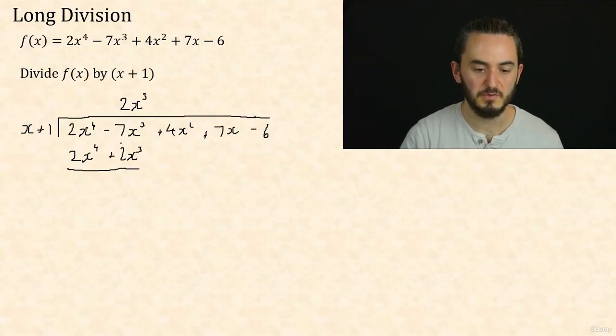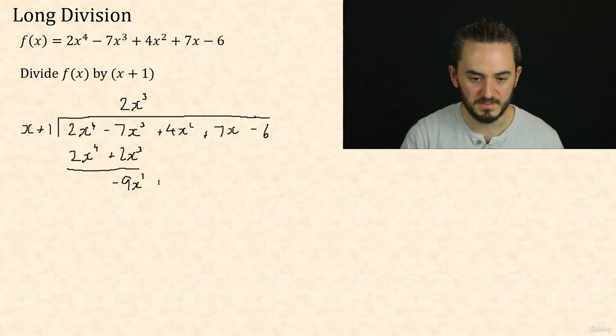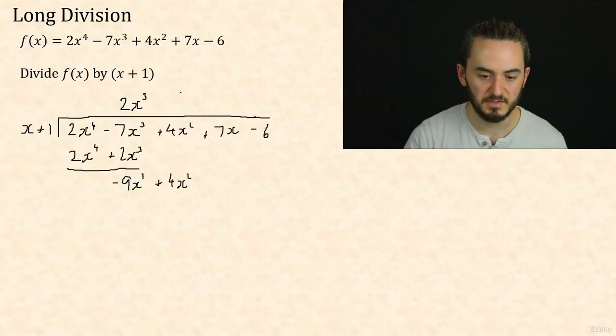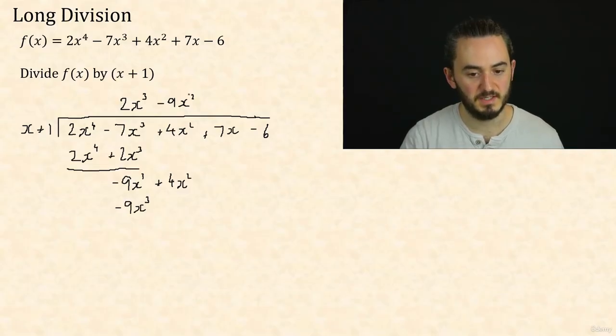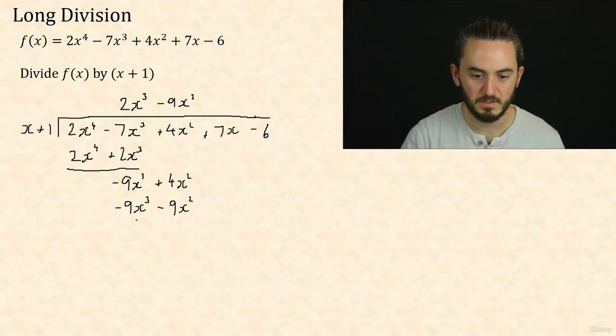Subtract. That minus that cancels. Negative 7x cubed minus 2x cubed is minus 9x cubed. Drop the next term down. What do you need to multiply x by to get minus 9x cubed? It's minus 9x squared. So minus 9x squared times x is minus 9x cubed, and minus 9x squared times 1 is minus 9x squared. Subtract. The first two cancel as always. 4x squared minus minus 9x squared is 13x squared. Drop my next term down.